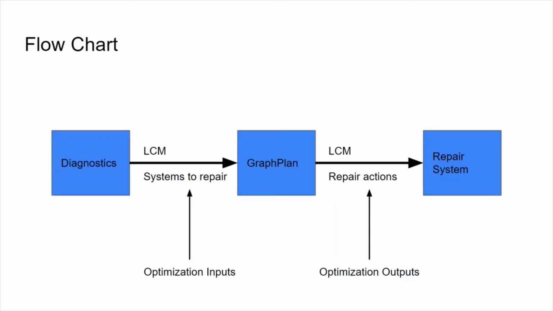And so the section that we were working on is this planner section, which takes as inputs the systems that need to be repaired and then outputs a list of actions to complete that, specifically an optimal list of actions. So the smallest number of actions that can be done that will result in those systems being repaired.